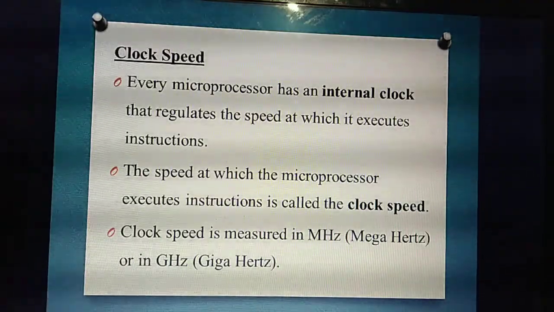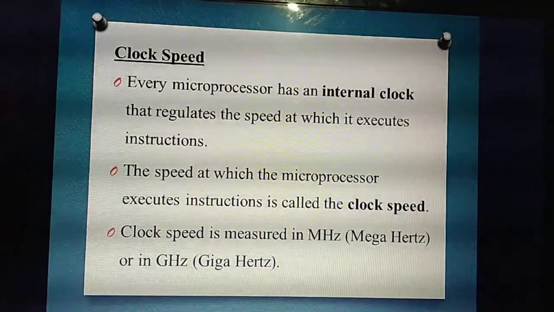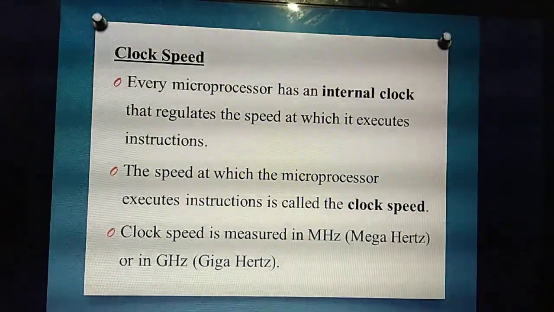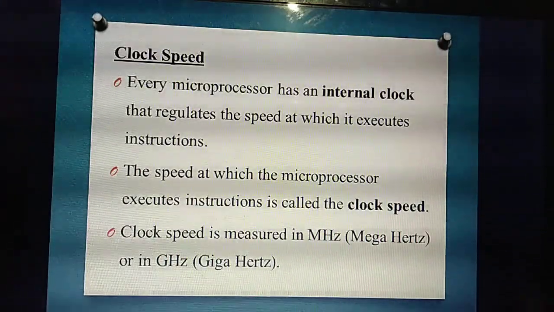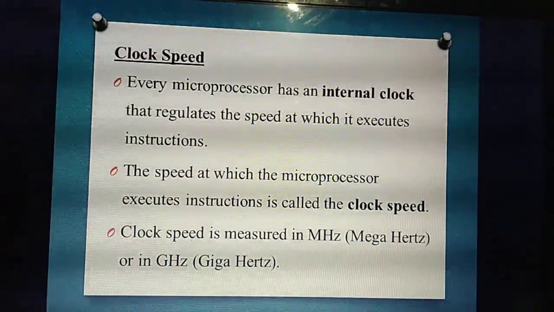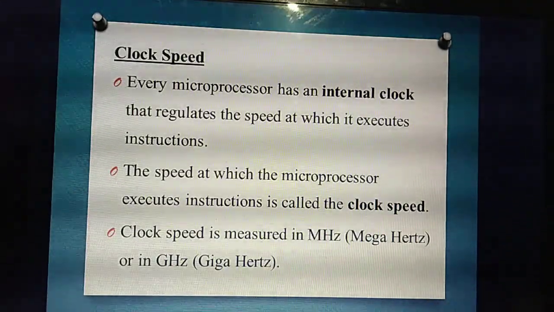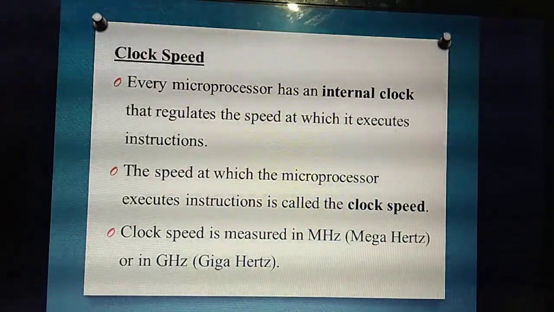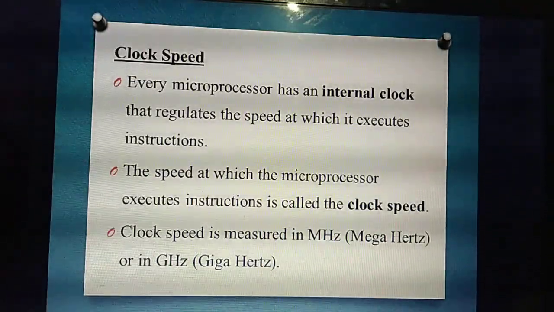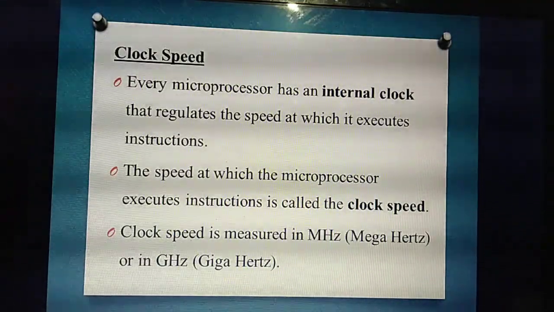Okay. At what speed inside the microprocessor a particular instruction is executing, that speed we are calling as which speed? Clock speed. Okay. A microprocessor executes the particular instruction at some speed; that speed we are calling as which speed? Clock speed. Understand? Important 2 mark question: what do you mean by clock speed?